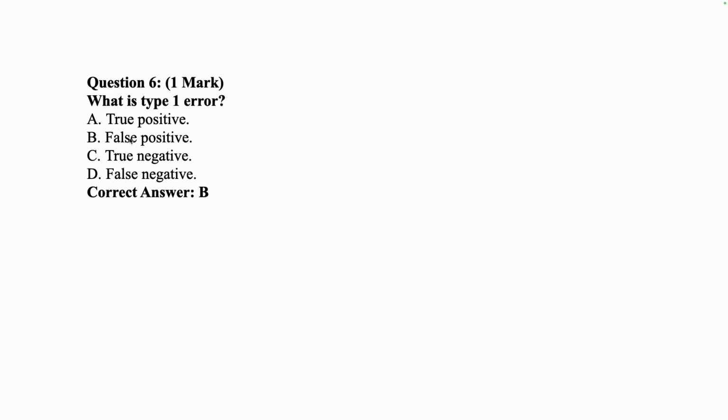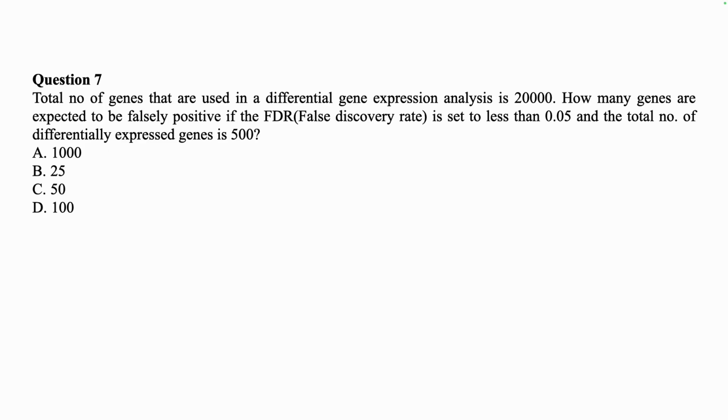We'll move to our next question. Question 7. The total number of genes used in a differential gene expression analysis is 20,000. How many genes are expected to be falsely positive if the FDR, false discovery rate, is said to be less than 0.05 and the total number of differentially expressed genes is 500? Please try to solve this question.